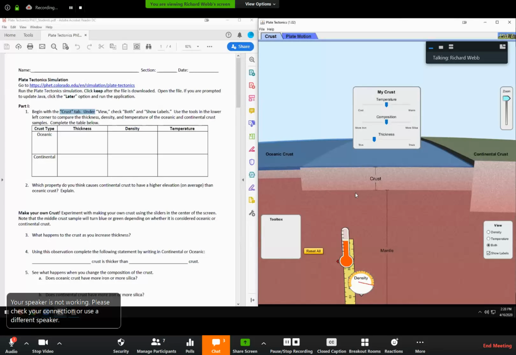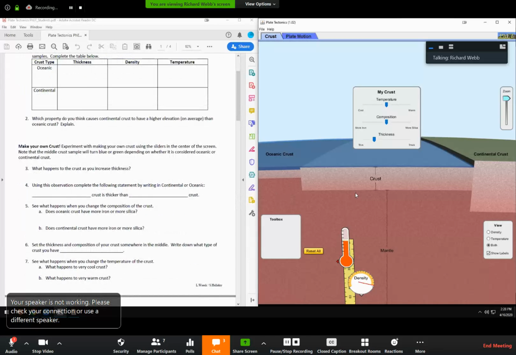crust. Next, we're going to go ahead and answer the question, which property do you think causes the continental crust to have a higher elevation on average than the oceanic? So if you look at the continental crust, its elevation here is higher than the elevation of the oceanic crust. Oceanic is underwater, continental is above. So you need to explain why. And I'll give you the hint, it has to do with floating because these crusts are floating on the mantle.